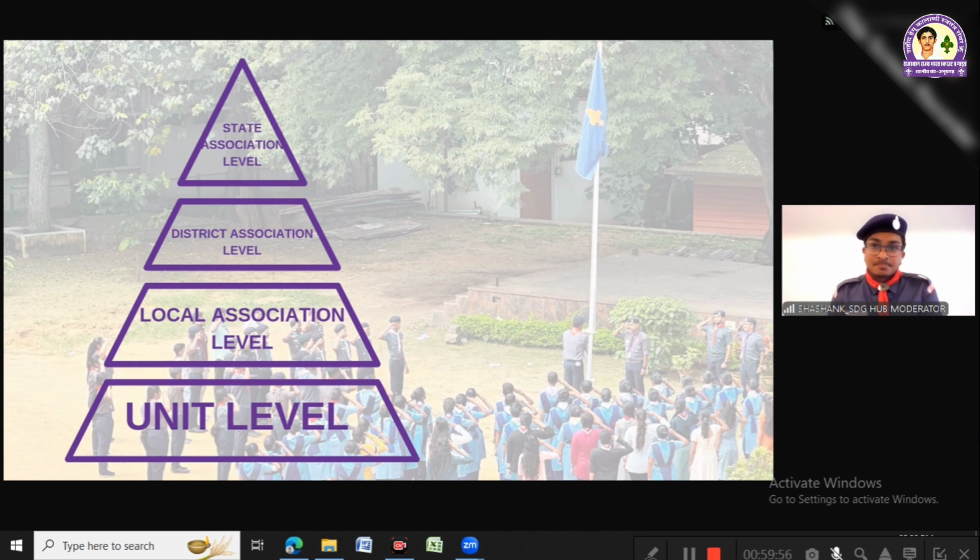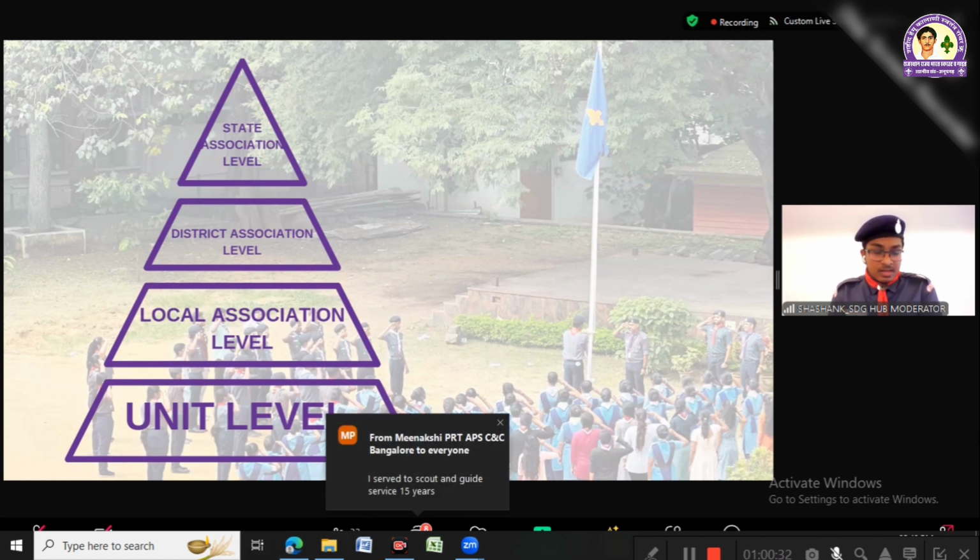Moving forward, when multiple units combine to take projects at the local level, then such projects can be uploaded by the local association. And when multiple local associations come together and specific actions are taken as a district together, all of this can be updated in the relevant district association account. Apart from this, there is the state association account.